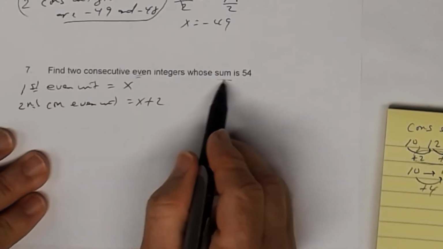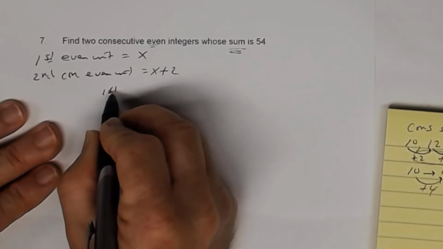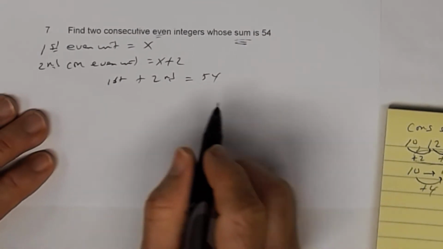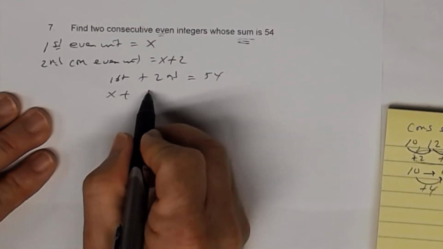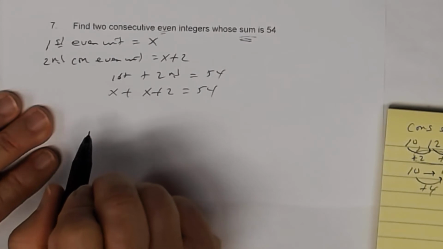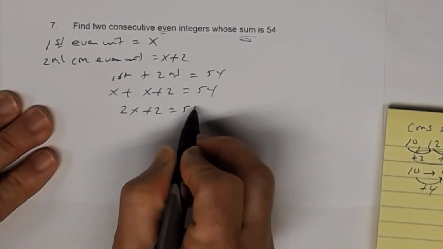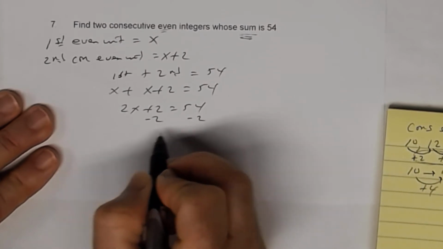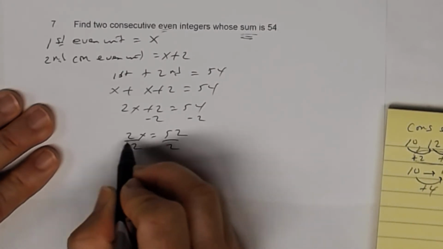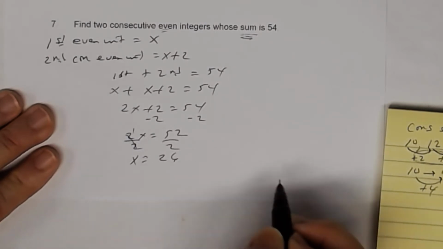You're told, though, that the sum is 54. So the first plus the second has to equal 54. So x plus x plus 2 has to equal 54. All right, so there's your equation. Combine like terms, I get 2x plus 2 equals 54. Subtract 2 from both sides, I get 2x equals 52. Divide both sides by 2, I get x to be, in this case, 26.